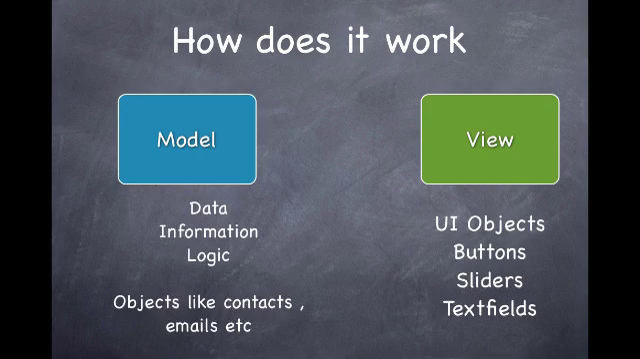So the model does not know anything about the UI and how its data is going to be displayed, or the font. It's just the data part of the application, and the view just has the containers for that data. It doesn't care about what data it's going to store. It just has the containers and places where to put that data.